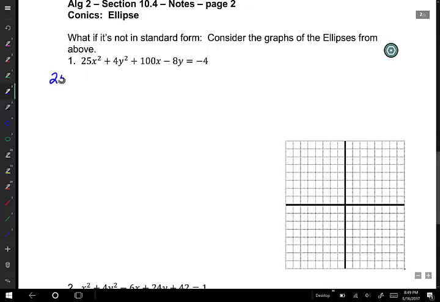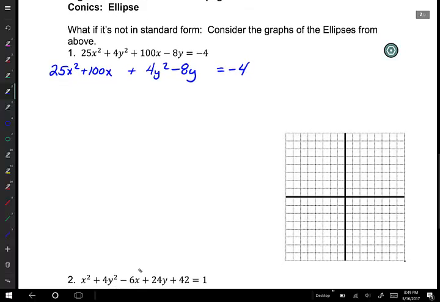So we're going to have 25x squared plus 100x plus 4y squared minus 8y, and this equals negative 4. Now, if for some reason the number was on the left-hand side of the equation with the x's and y's, we would move it over to the opposite side of the equal sign. Our second step is a new step.